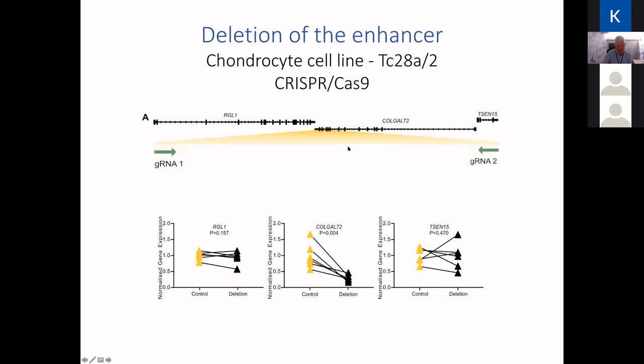The next thing that we did is we used CRISPR-Cas9 technology to delete the enhancer. The enhancer is located within an intron of COLGALT2, but there are flanking genes here as well. We wanted to know, if we were to delete this piece of DNA, would it impact upon COLGALT2, or would it impact upon other genes that are flanking it? So we deleted the piece of DNA in the TC28a2 cells using CRISPR-Cas9. And what we discovered is that the deletion of it led to a reduction in the expression of the gene. So it is an enhancer for COLGALT2, but doesn't have an effect on either of the two flanking genes.